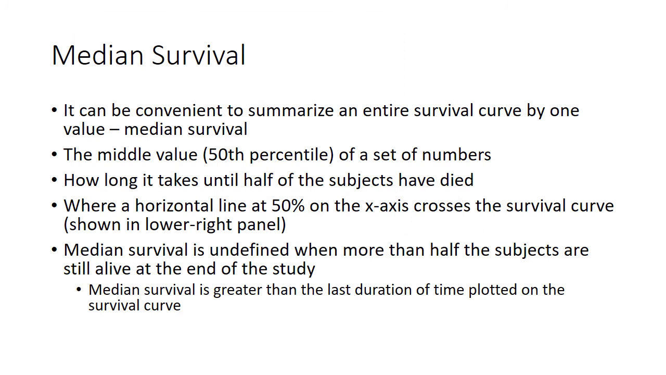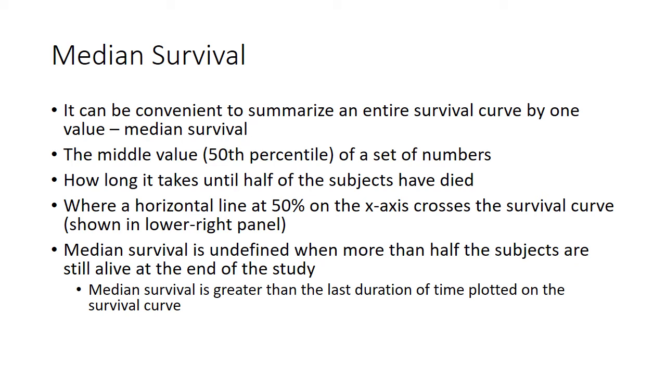So one of the ways we can consolidate that information from those Kaplan-Meier survival curves is by using what we call the median survival. Essentially this is a really good way to compare different treatments. So say for instance you were comparing cancer treatments and you wanted to compare one type of treatment regimen versus another and see how that affected survival for your patients. Basically what you can do is get the median value, which is that 50th percentile of a set of numbers, and see how long it takes until half of the subjects have died.